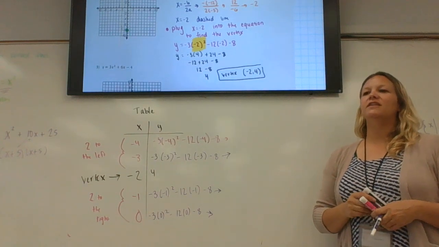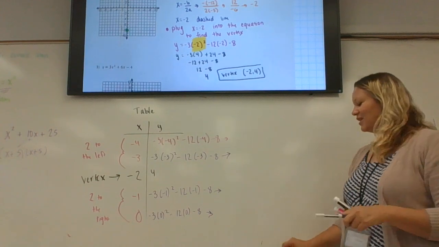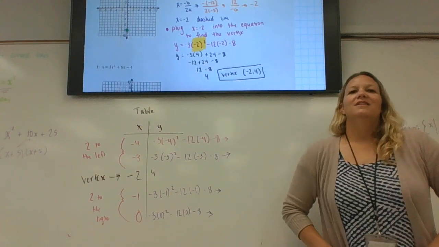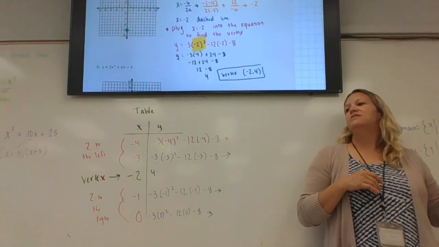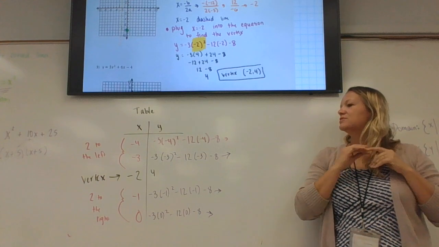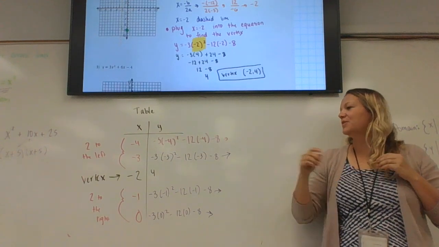Thomas, you got a number yet? Okay. All right. I'll wait. If you're done, try other numbers. Logan, you have a number yet? You do? For which one? -4? Okay. What'd you get for -4?